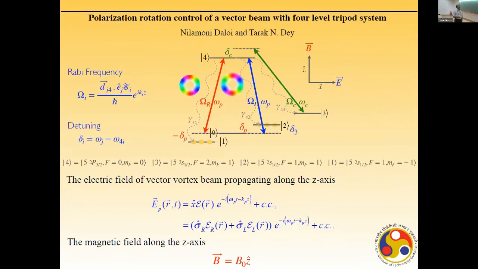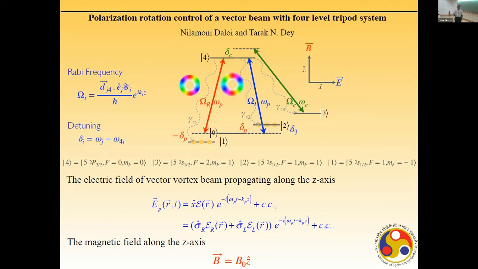So what we have done here is consider a tripod system. Here we apply the vector beam omega r, omega l, which will connect between 4-2 and 4-1, and another control beam omega c, which is an electric dipole with sigma c polarization, connecting 4-3.